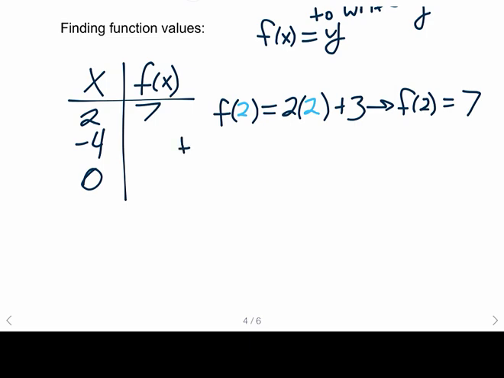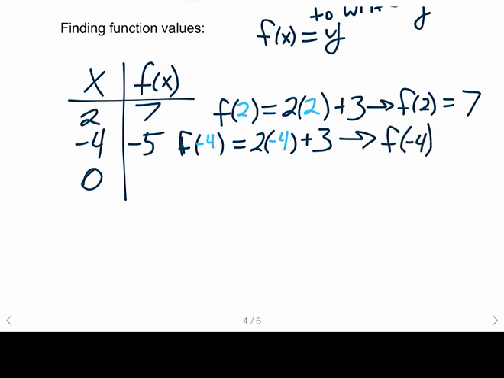To find f of -4, we're simply going to put -4 in place of x wherever we see it in the rule or the function definition. And so f of -4 is 2 times -4 plus 3, and if I can do my math right, that's -5. And so what that indicates to us is that f of -4 is equal to -5.